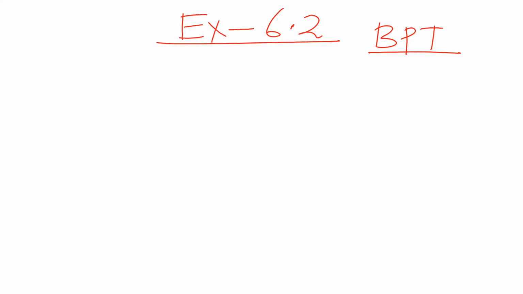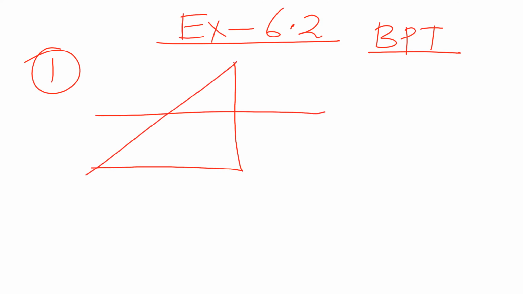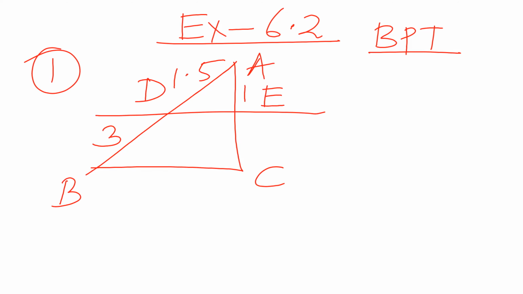Okay. Sir, if a line intersects, we'll explain using one example. Suppose in the first case, it is very easy. देखते रहना. This is A, this is B, this is C, right? This is D and this is E. This is 1.5. This is 3. This is 1. You have to find EC. EC as what? X. And you know it is given DE parallel to BC.